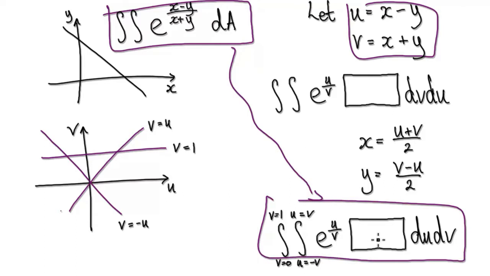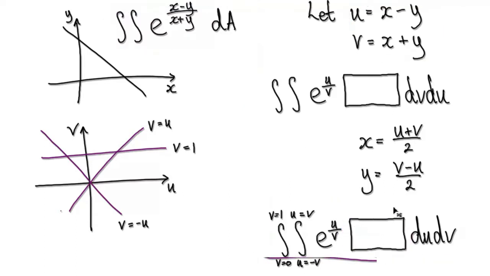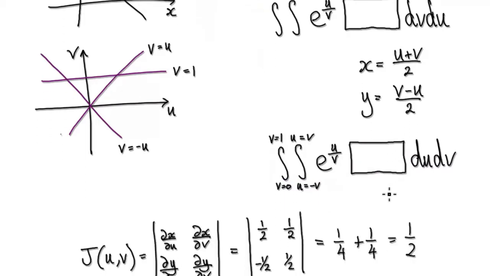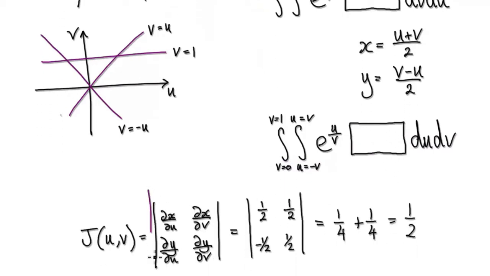Now we need to take care of this adjustment, this Jacobian. So now we need to compute the Jacobian. The Jacobian is given by this, and remember what goes in here is the absolute value of the Jacobian. Well, anyway, let's compute the Jacobian.